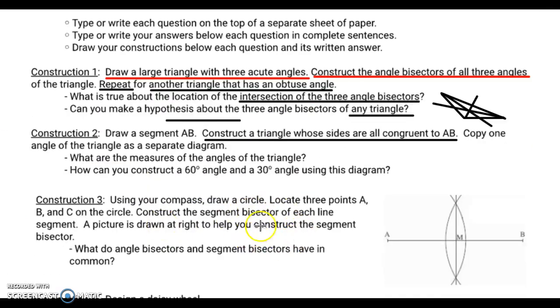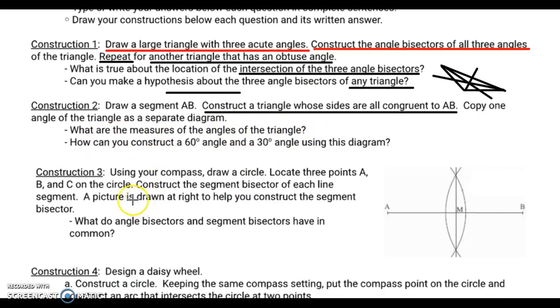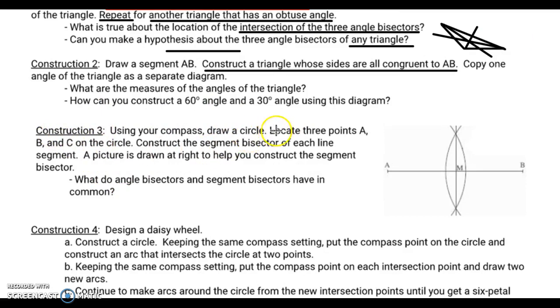It asks you then to, where were we here? And that asks you then to answer these questions. Taking a look at construction 3, it asks you first to draw a circle. Many students in class asked how to do that. You have a tool whose job it is to draw circles. It is called a compass. Locate 3 points A, B, and C on the circle. Any 3 points will do. Construct the segment bisector of each line segment.